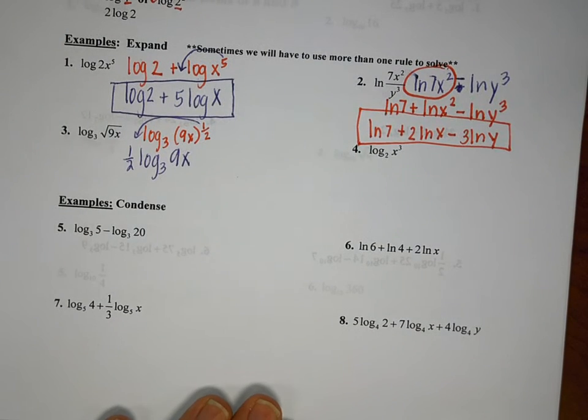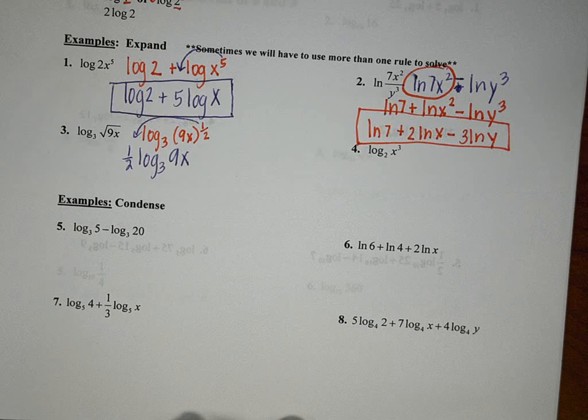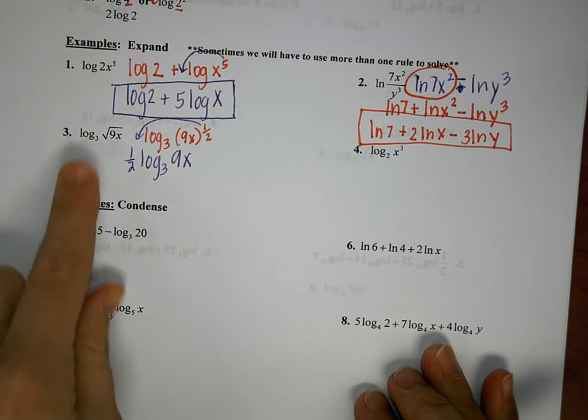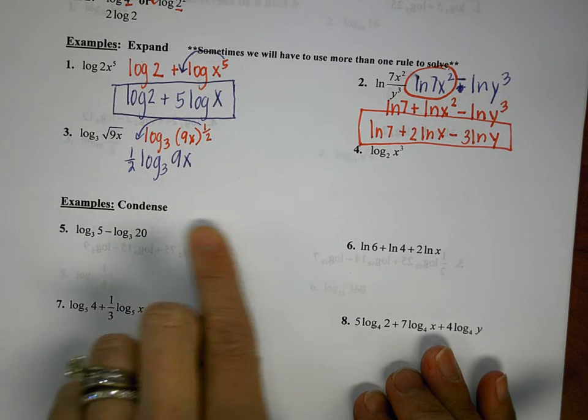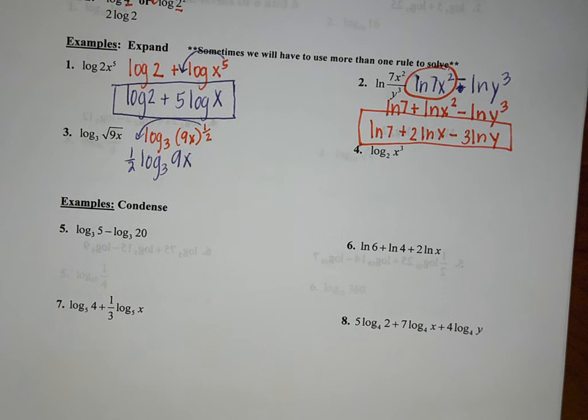Okay. And then because the 9 and the x are multiplying, we can separate them, right? But when you separate them, since this 1/2 is in front of this whole thing, the 1/2 is going to have to go in on both of them. Does that make sense?